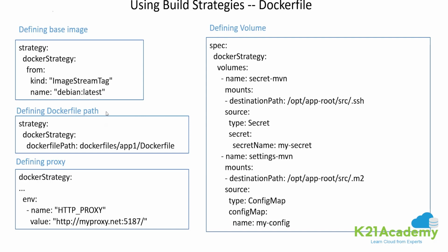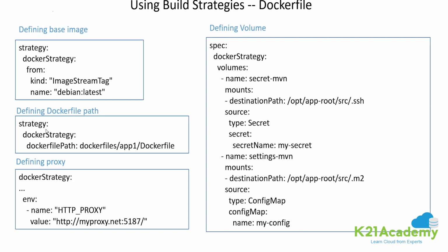How you can define the Dockerfile path. Where is your Dockerfile? If you want to pick up the Dockerfile, you can specify it like this. If you want to specify any proxy information, or any other environmental parameters you want to set up, you can use this strategy. You can write it this way. This is just to show you the syntax, how to define the base image, because that is what is required, right? Because we are discussing the build strategy called the Dockerfile strategy.